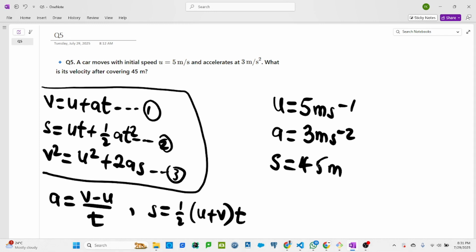What are they looking for? The final velocity. They are looking for V. So based on these parameters, they give us U, A, S, and V. Which of these equations are we going to use?